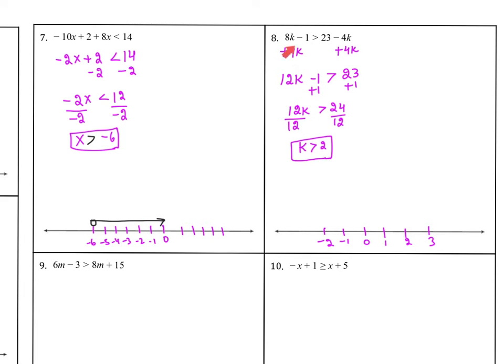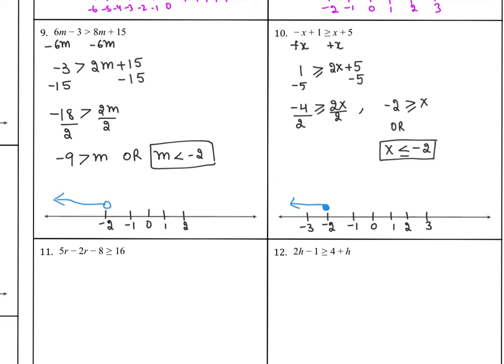For number 8, you're going to bring the variable on one side and numbers on the other side. So plus 4 on both sides, you get 8 plus 4, 12k minus 1 greater than 23. Plus 1 on both sides, 12k greater than 24. Divide by 12 on both sides, the 12 and 12 cancel. 24 divided by 12 is 2. So k is greater than 2, which means that you're going to have an open circle on top of 2 and it's going to go to the greater side.